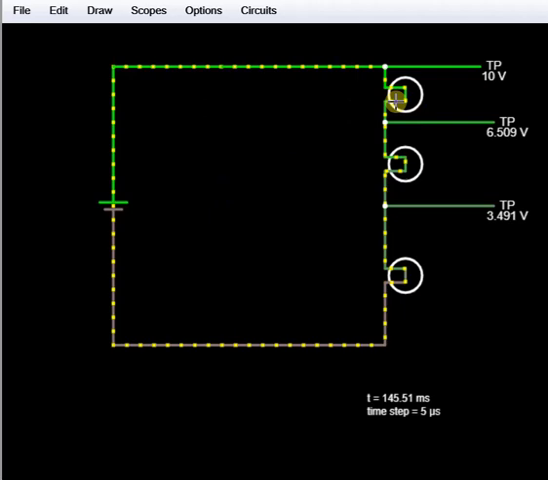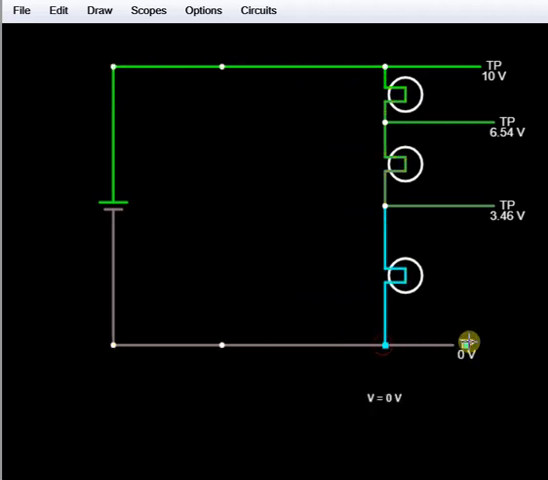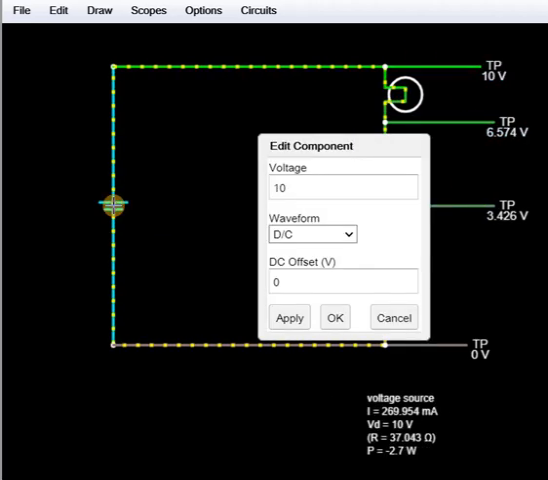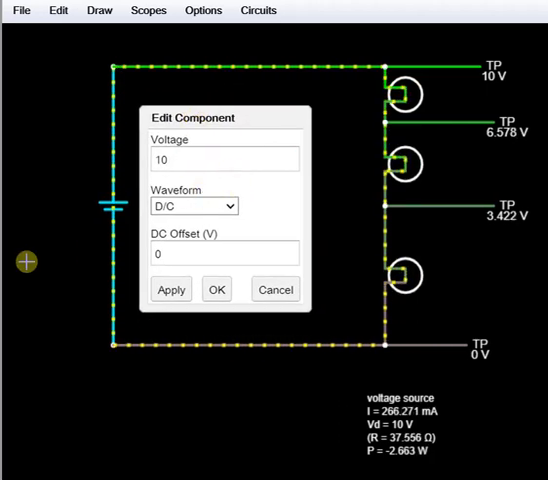As you can see, the voltage is getting equally divided between the bulbs, and the 10 volt DC voltage will appear approximately to be equal to 3.33 volt across each bulb. So as you can observe, the voltage at the beginning of the first bulb is 10 volt, the beginning of the second bulb is 6.57, and the beginning of the third bulb is 3.4. So the DC voltage input is 10 volt, and that is the same voltage appearing at the beginning of the first bulb. So it is equally divided between the three bulbs.